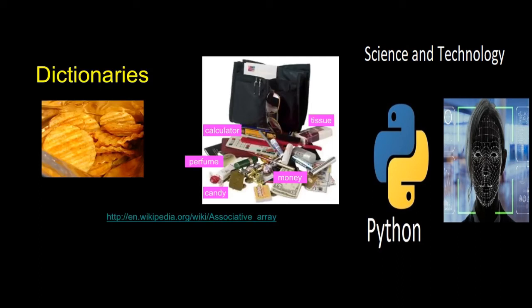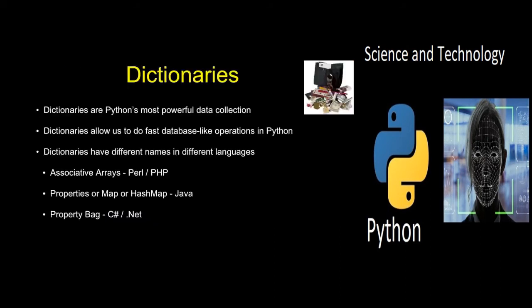And so it's like having a purse or a bag or a backpack where you have things labeled, and you can throw things in and label them, and you can shout into your bag and say, give me the calculator, or give me the candy, or whatever it is that you have labeled them. You have to come up with the labels, and then you can use the labels to get things back out.